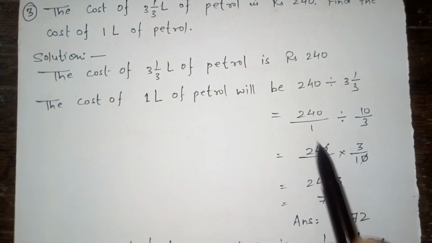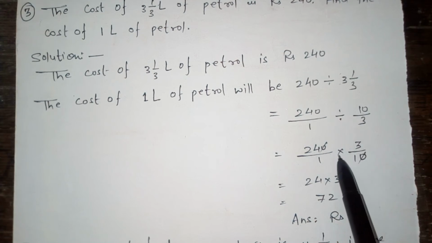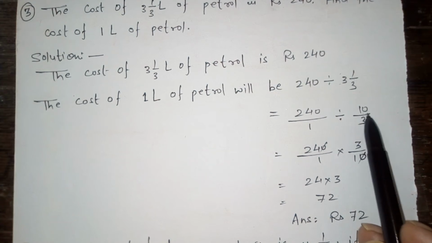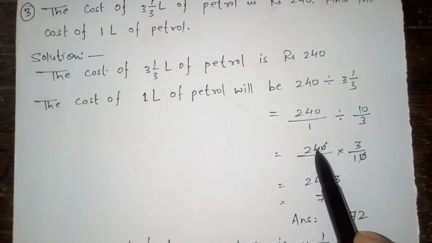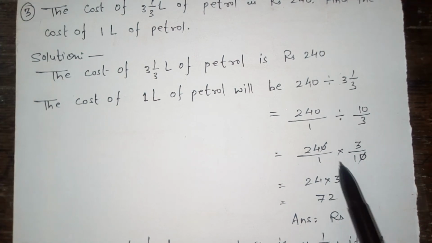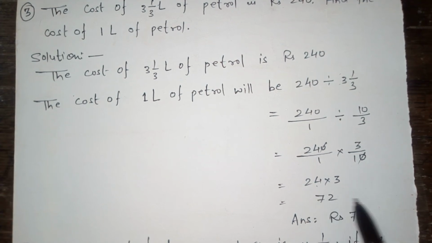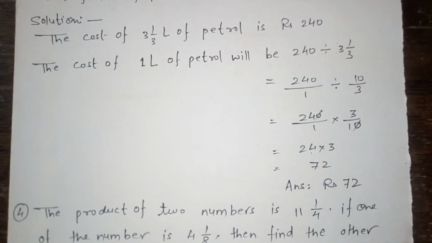Okay, then after, it is 240 upon 1. In place of the division sign, we will apply the multiplication sign, and the multiplicative inverse of 10 upon 3 is 3 upon 10. Okay, then after we will apply the cancellation procedure. 0 cancels by 0. 24 into 3 upon 1 into 1. 24 times 3 is 72. Your answer is rupees 72. The meaning is, the cost of 1 liter of petrol will be rupees 72.